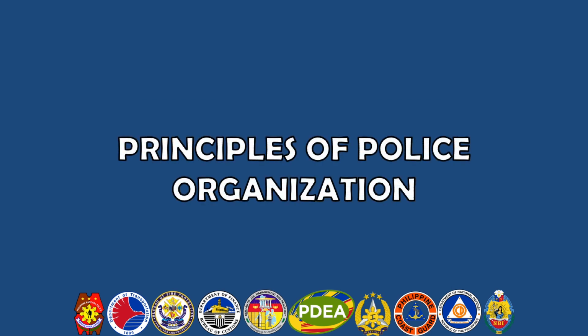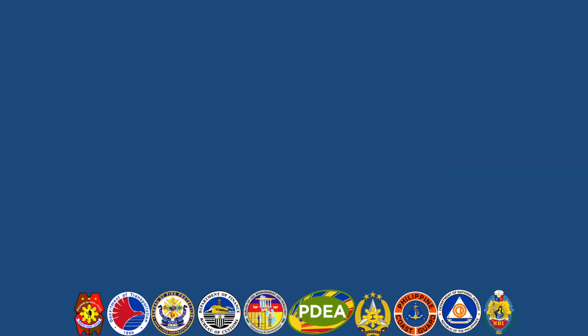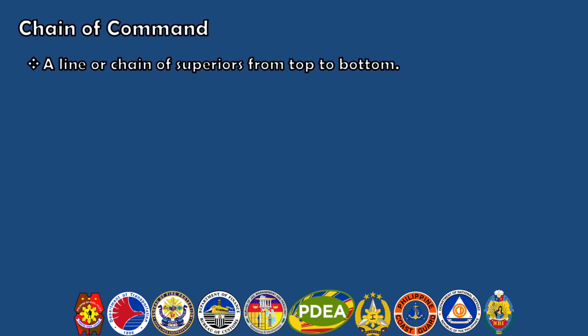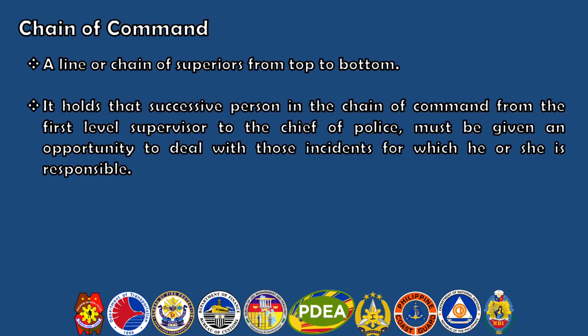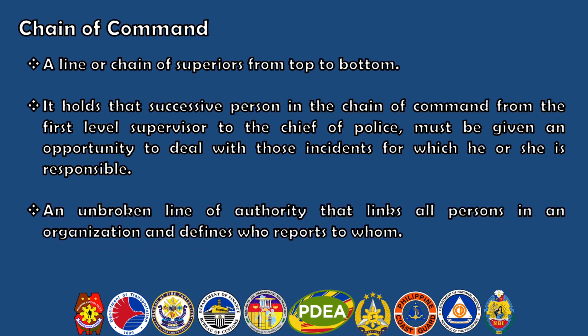Next is the principles of police organization. First in our list would be the chain of command. A line or chain of superiors from top to bottom. It holds that each successive person in the chain of command, from the first level supervisor to the chief of police, must be given an opportunity to deal with those incidents for which he or she is responsible. It is an unbroken line of authority that links all persons in an organization and defines who reports to whom.